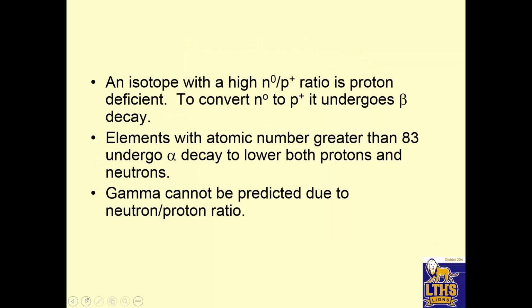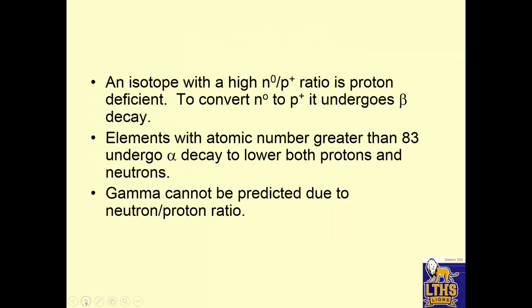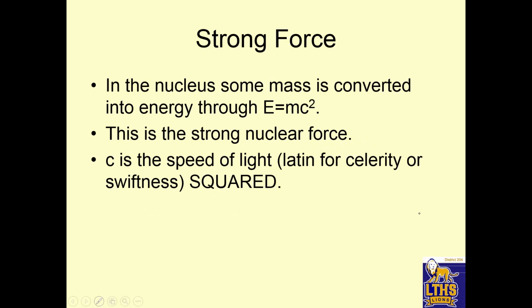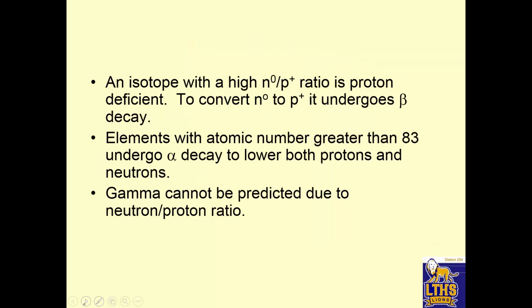An isotope with a high neutron to proton ratio is deficient in protons. To convert neutrons to protons, it undergoes beta decay. Notice how that's what this says. Elements with atomic number greater than 83 undergo alpha decay. That's what this one says. Gamma cannot be predicted due to the neutron to proton ratio.